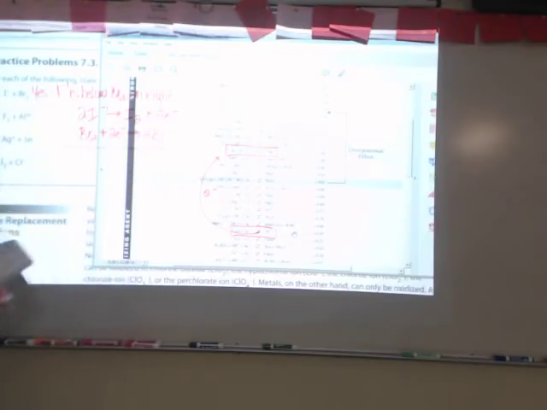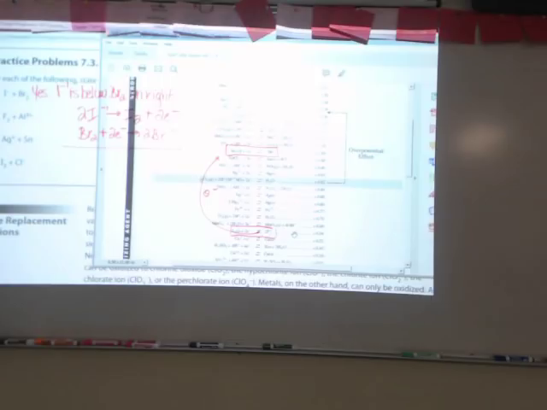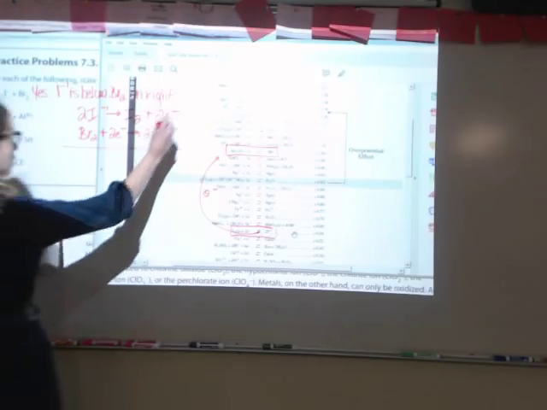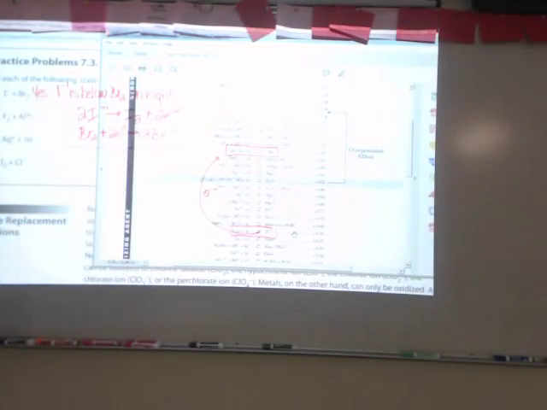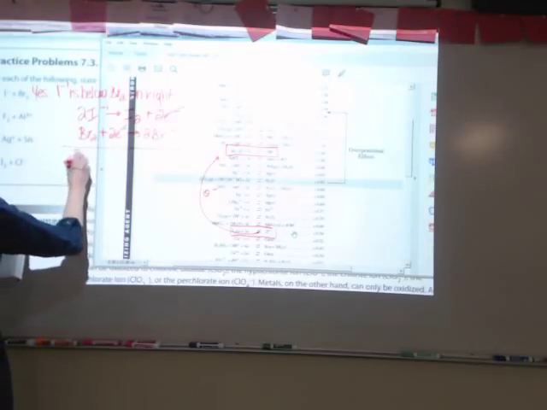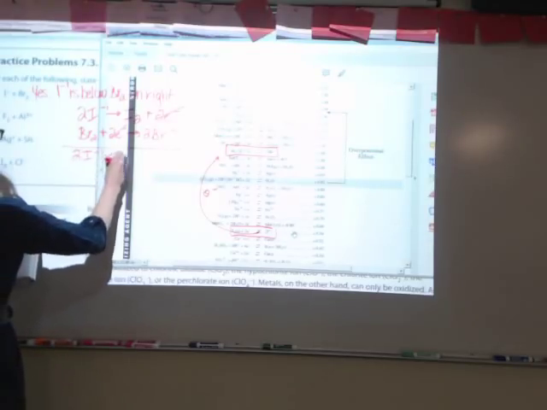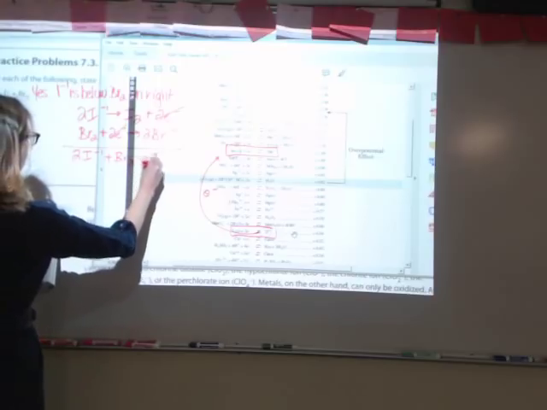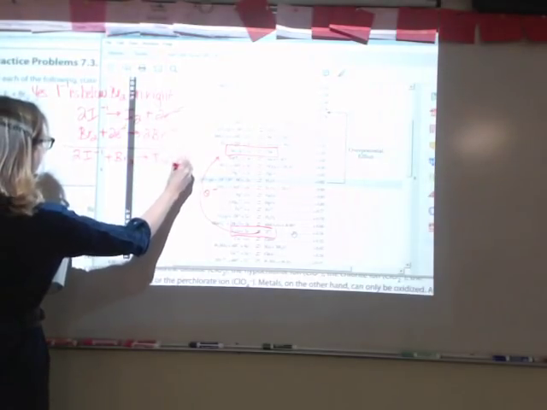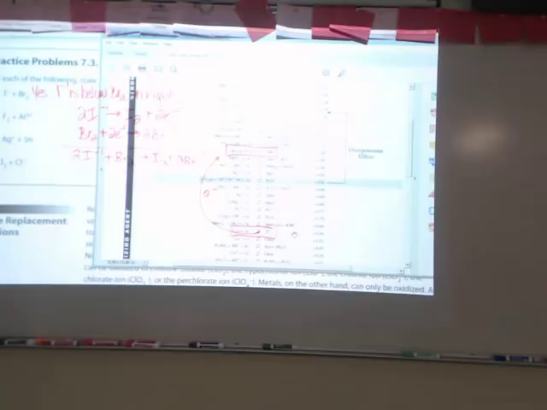And then if you add these two half reactions together, we have the same number of electrons on the reactant and the product side, agreed? So these are going to cancel. And then what you're left with is the overall reaction. Doable?